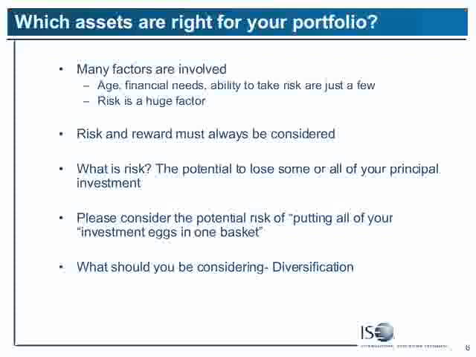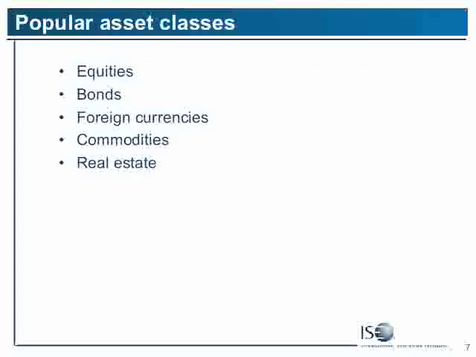What should you be considering? Well, diversification. It's really important to think about diversifying in different ways. So we have popular asset classes: equities, bonds, foreign currencies, commodities, real estate. Those are certain asset classes that you can look at. And again, as we look at 2008, most markets are down.